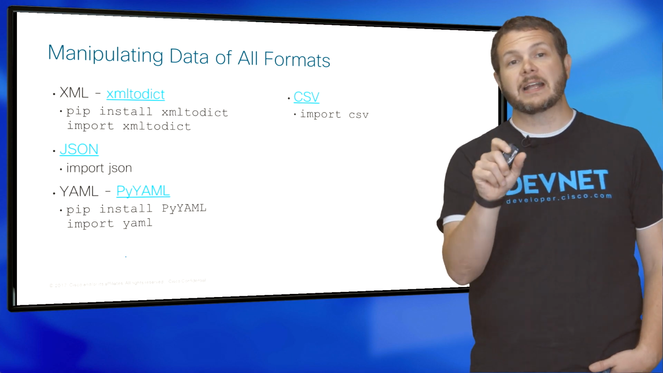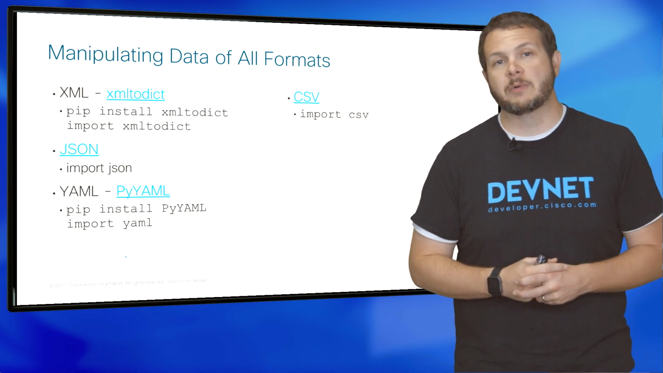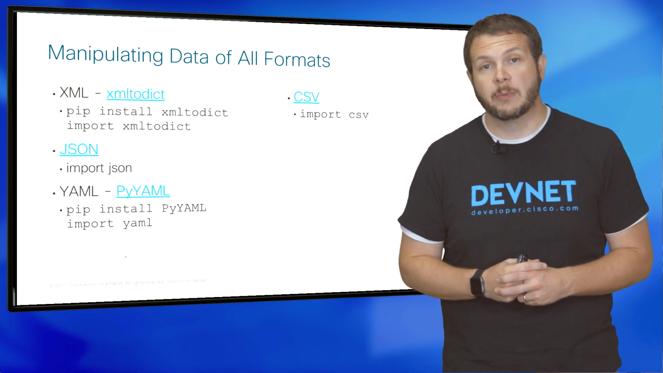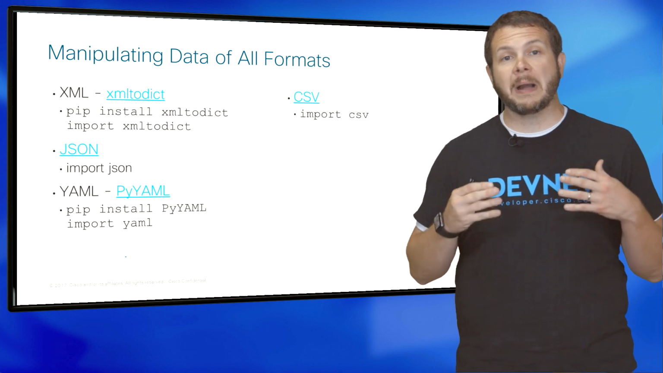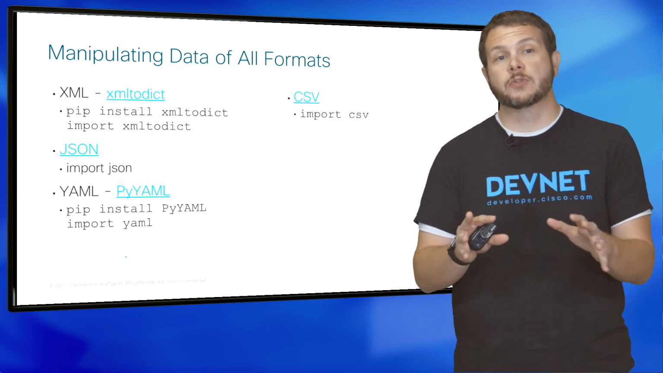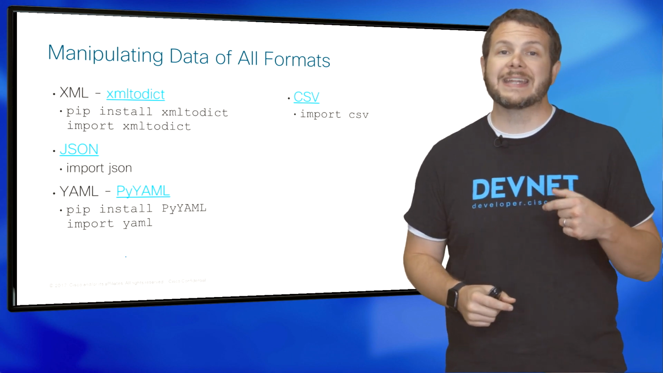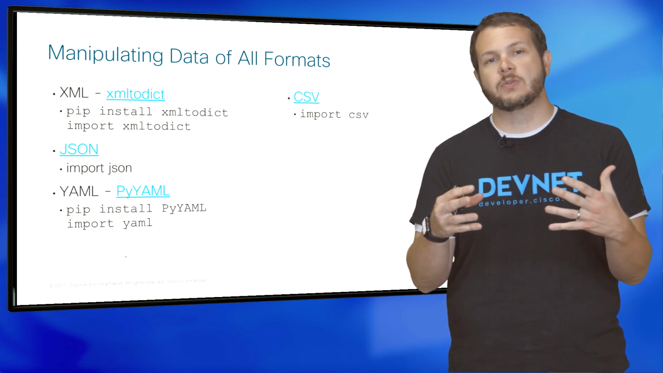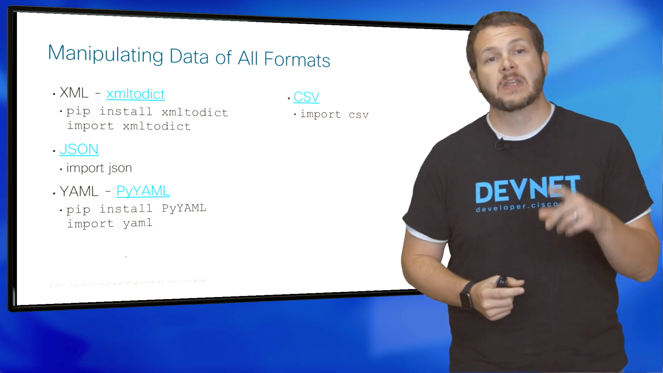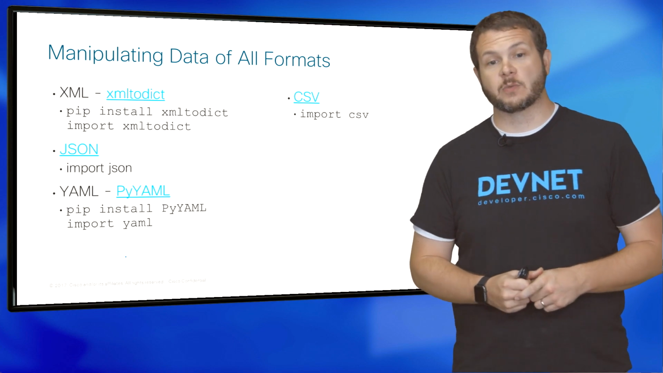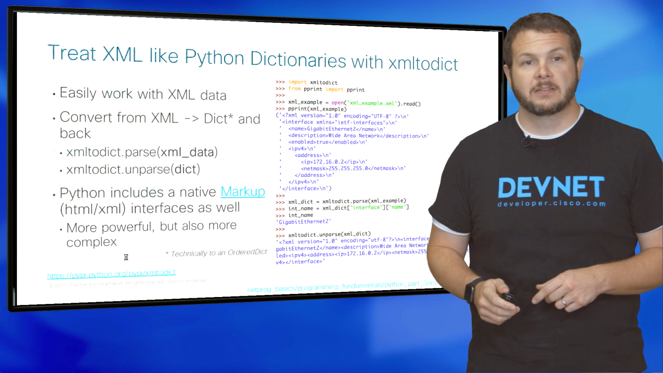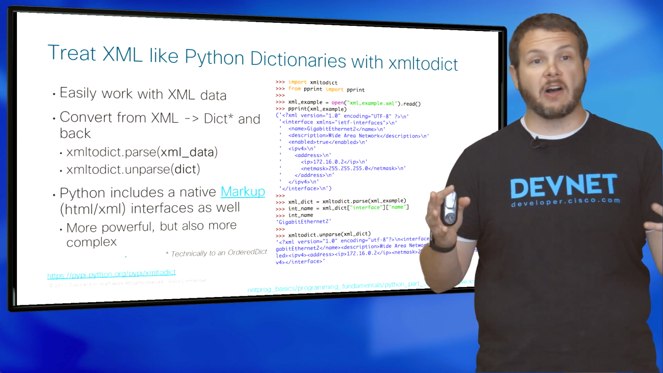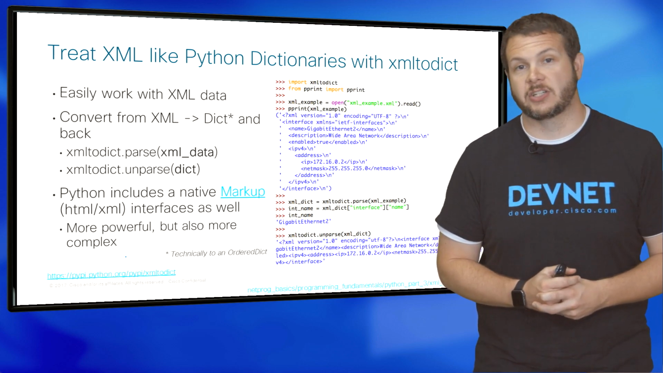Now, one thing to note about XML: there is a native XML library. There are actually several native XML capabilities in Python that, if you need to do powerful manipulation of XML, are worth looking at. But if you simply need to access your XML easily, read the data, and use it like it's in dictionaries and lists, you can't go wrong with xmltodict, which is what we're going to look at. Speaking of xmltodict, let's talk about treating XML like Python dictionaries.